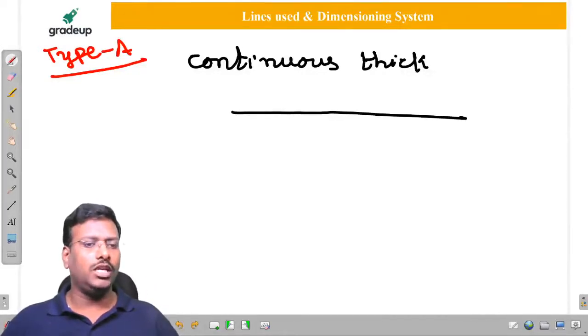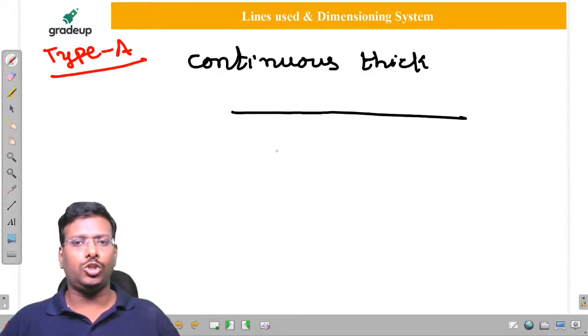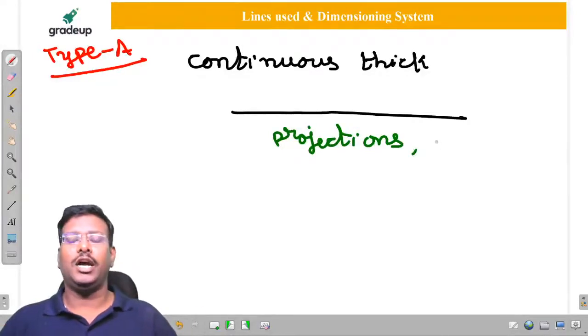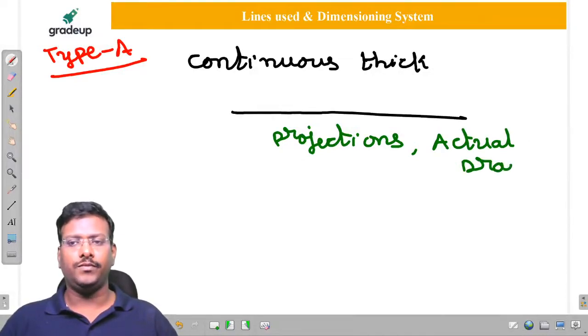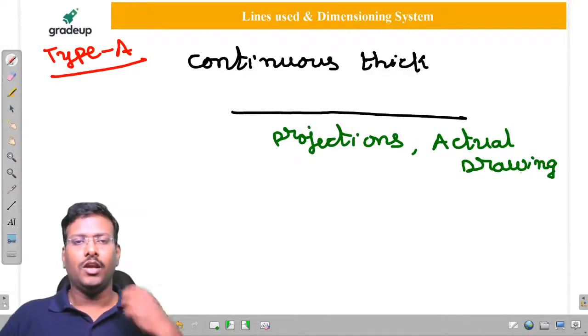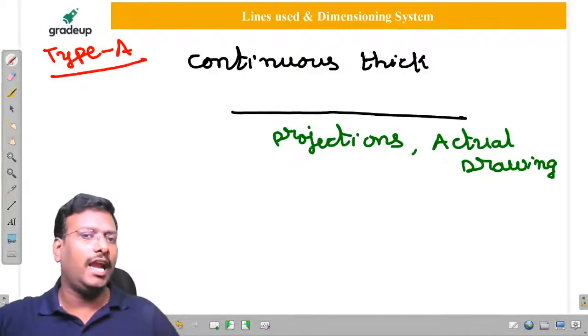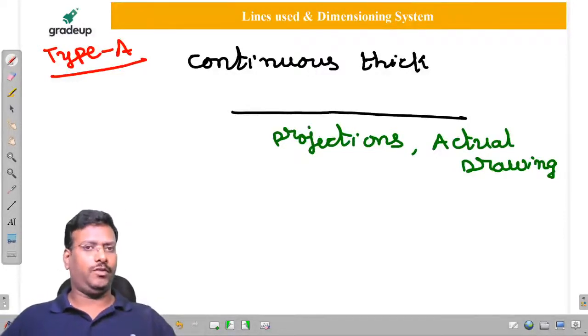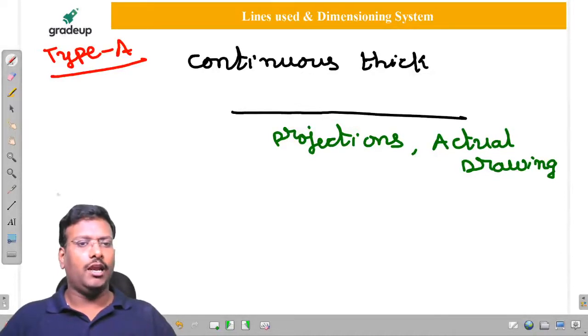Sir, where are we using them? These are to be used in projections. I'll give the clear difference between your projections and projectors later. And the actual objects, the actual drawing, is going to be represented with type A line. I will show this in a diagram, don't worry, my dear friends. All together in one place I will show it. Okay, what about the next one?